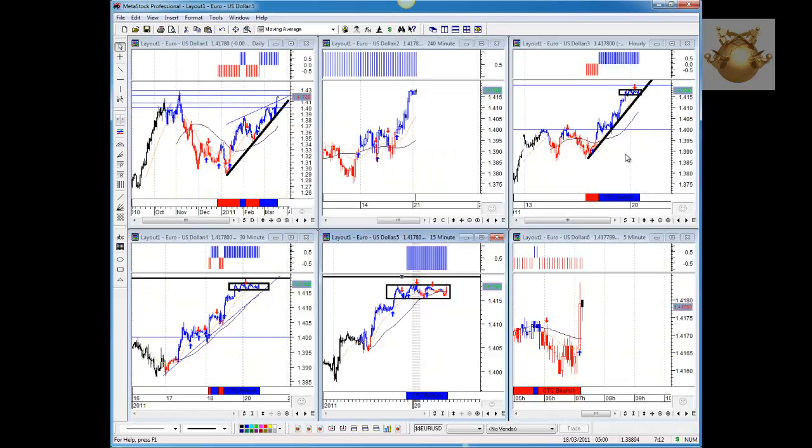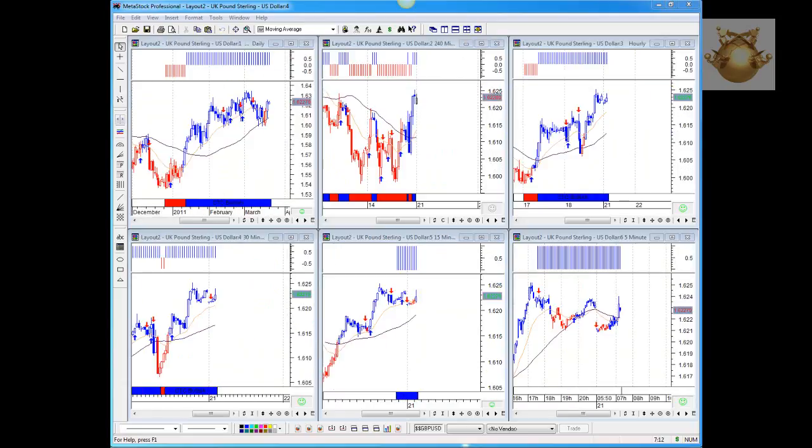Okay, so that's Euro against US dollar. I'll be back next with Sterling against US.